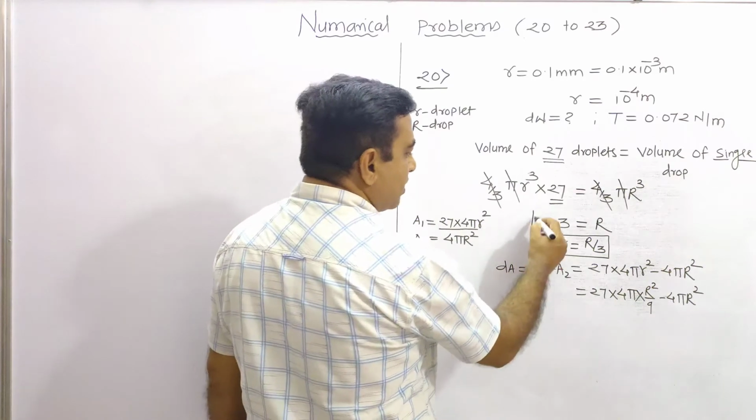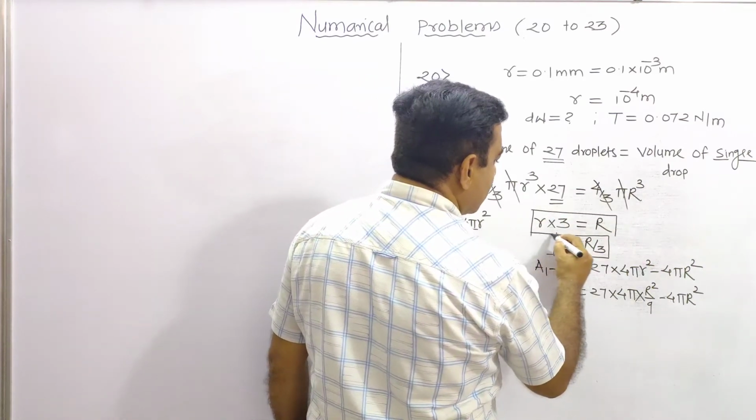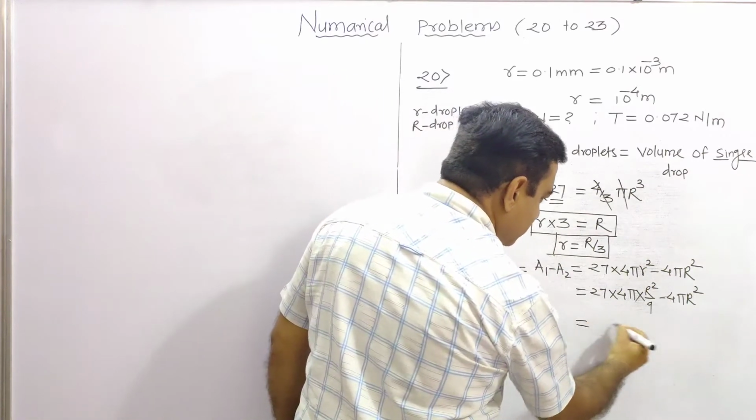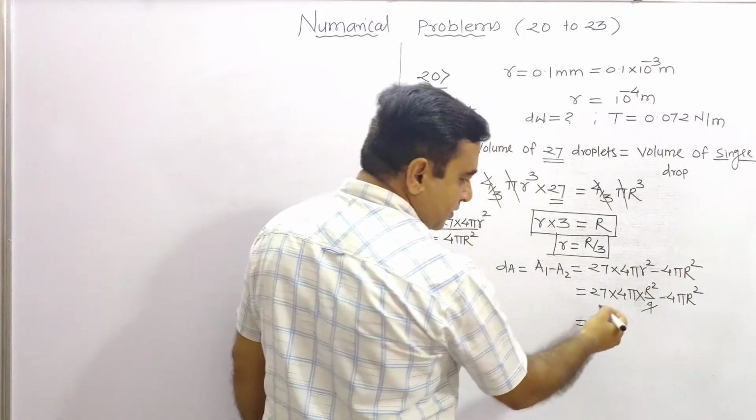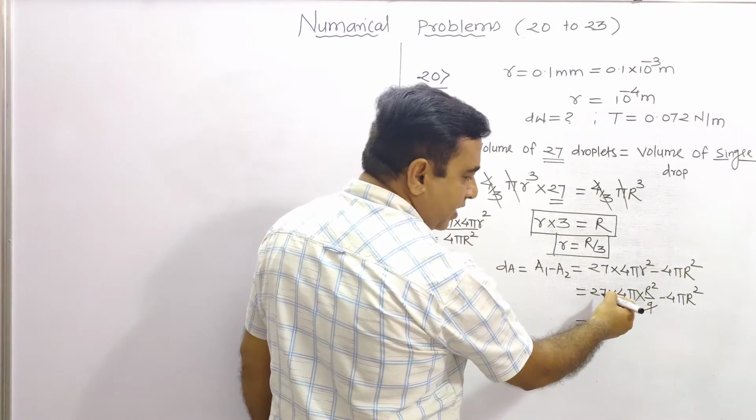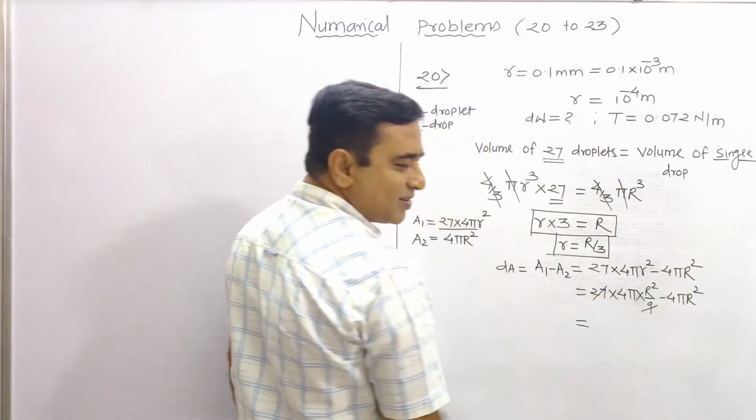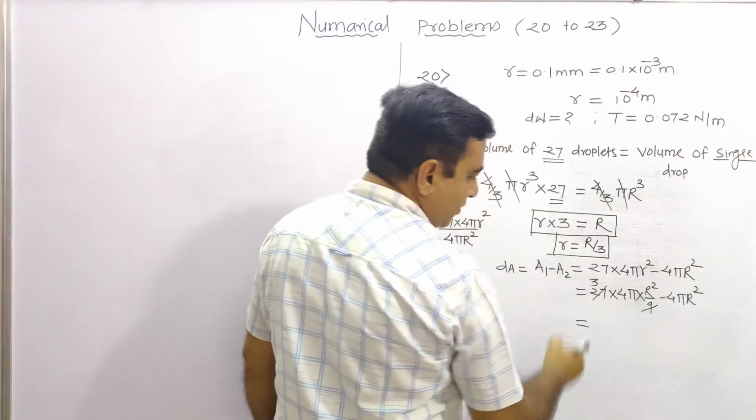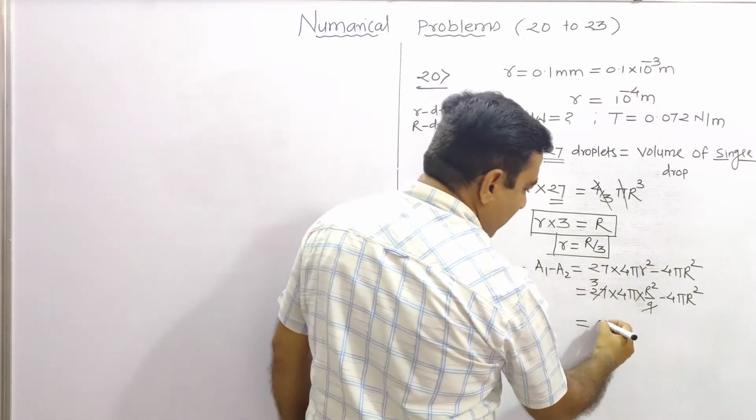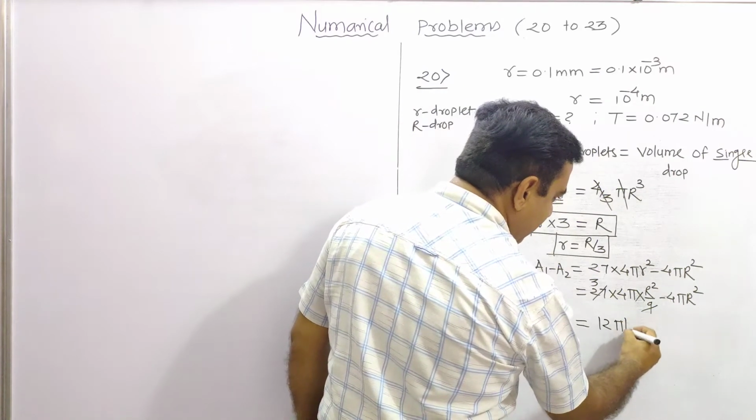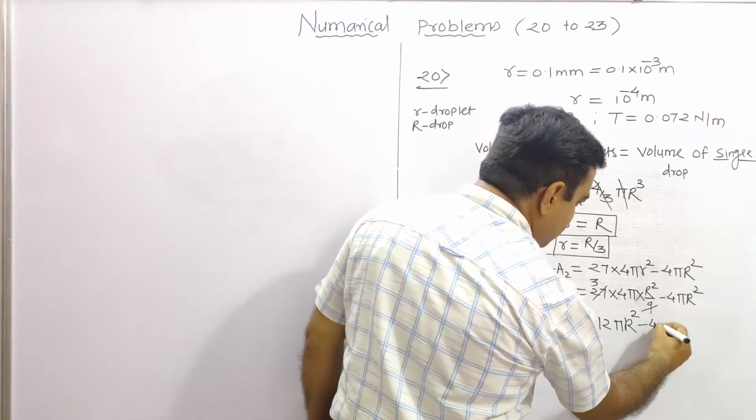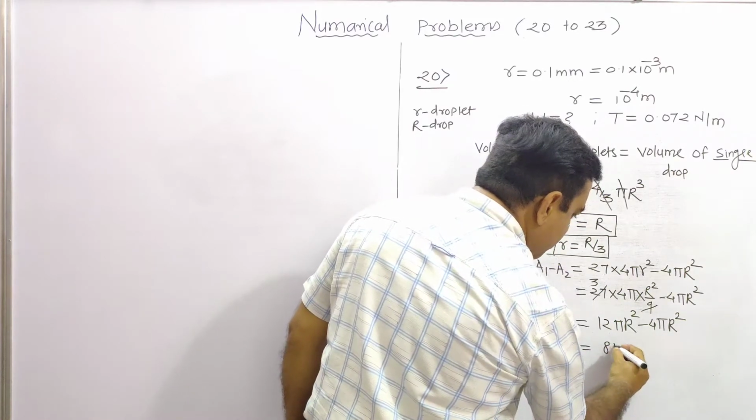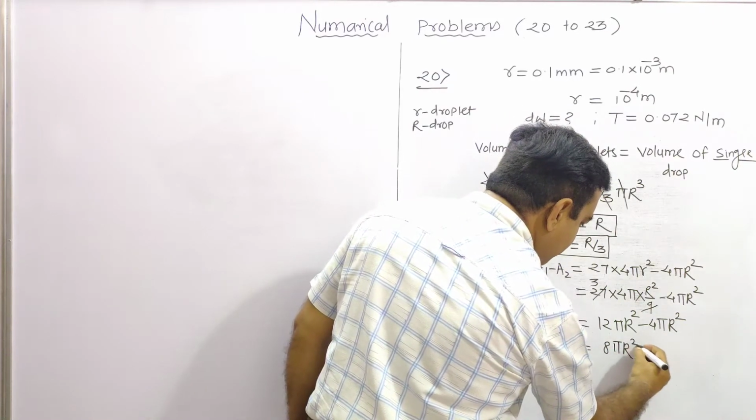And also we know that, here it is how much? 9 3s are 27, so 12 pi R square minus 4 pi R square, that means it is 8 pi R square.